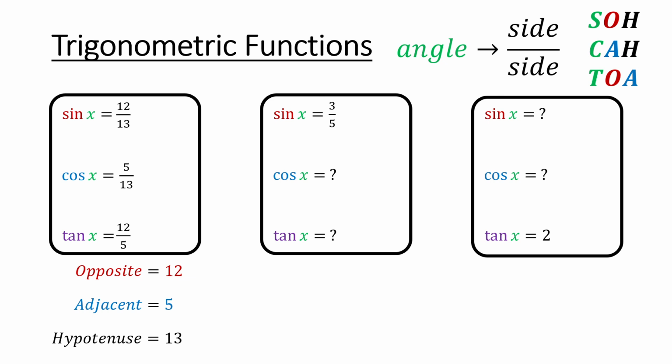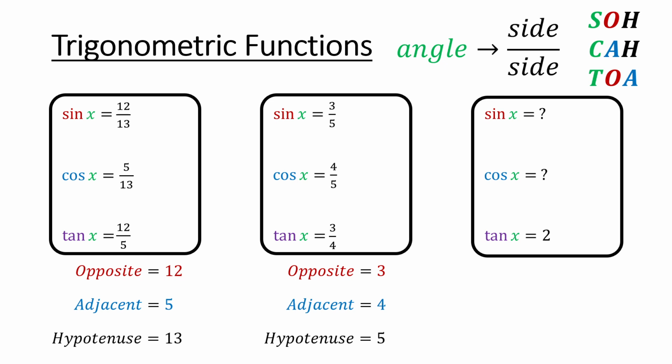If sine x is 3 over 5, the opposite side is 3, and the hypotenuse is 5. Pythagoras gives us the adjacent side as 4. That makes cosine x 4 over 5 and tan x 3 over 4.